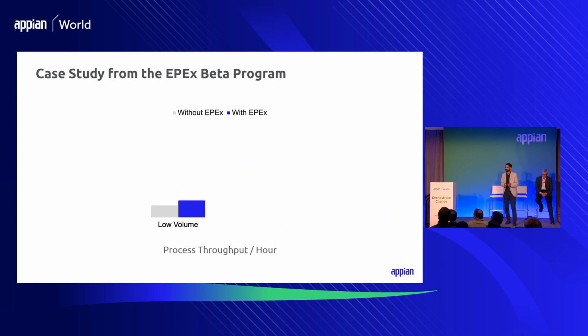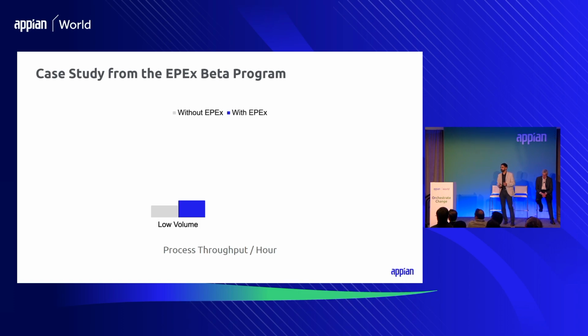The first thing that we were testing on is the process throughput per hour for these use cases. Now you can see here, the customer started with processing data at lower volumes. Imagine like less amount of data to start with. And you can see with and without EPEX, there isn't much difference.